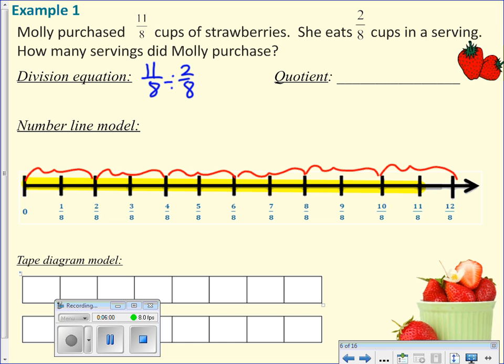Sure. Pink or yellow or blue? Who else needs a highlighter? Oh my goodness.